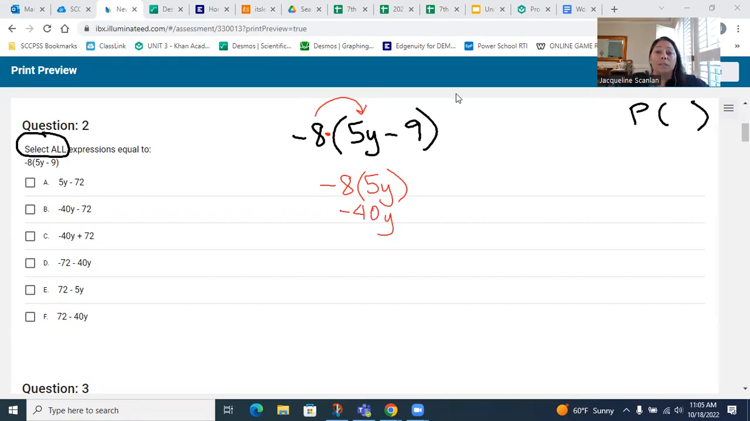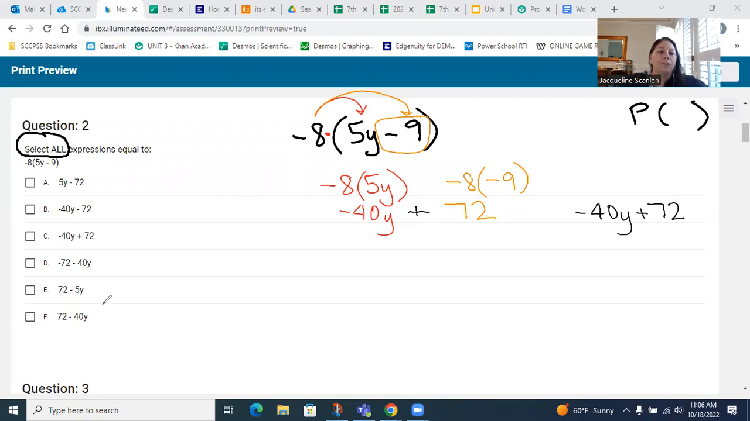I'm then going to take this -8 and I'm going to multiply it by the next term. And remember, the sign goes with it. So the next thing I'm doing is -8 times -9. And a negative times a negative is a positive. 8 times 9 is 72. Okay, and because I get a positive answer, the sign in between these two has to say plus. So my final answer is -40y plus 72.